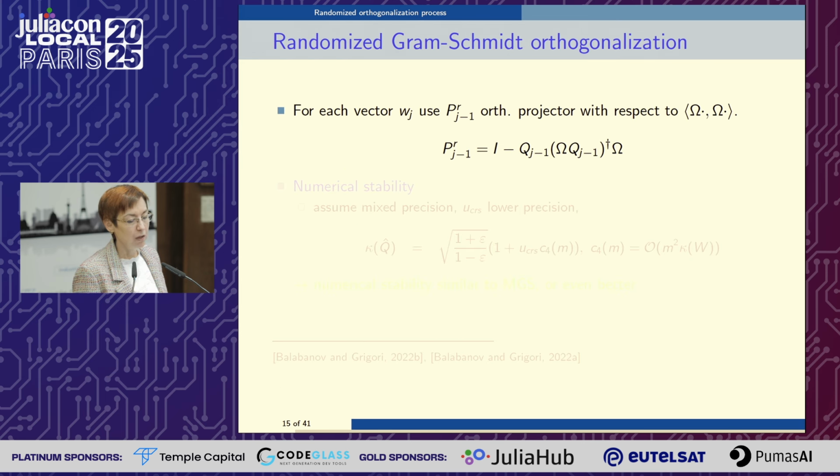And then the way we randomize this process is to take an oblique projector. So it's a projector which is orthogonal with respect to the inner product induced by omega. And it has this form here. So when I apply it to a vector, I first sketch the vector, then I solve a least square problem to obtain the coordinates of the vector in the new basis. And then I obtain the new vector, and then we have to normalize it.